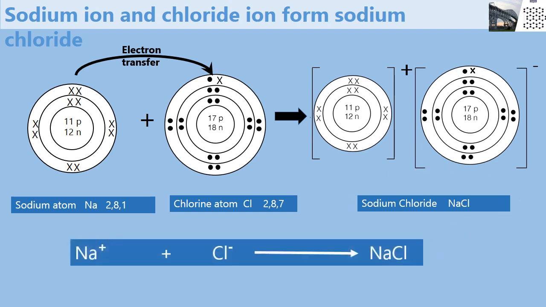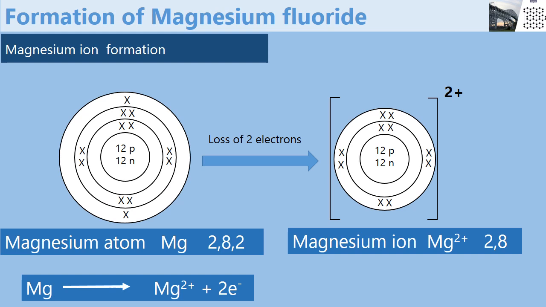This is represented by the following equation, where sodium ions are combined with chloride ions to form sodium chloride. Let us use another example of the formation of magnesium fluoride. We'll start with the ion formation of magnesium. Magnesium loses 2 electrons to form magnesium ion.